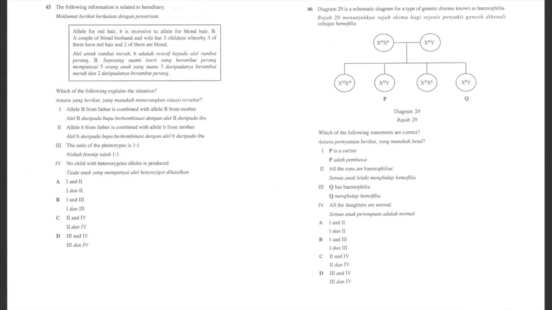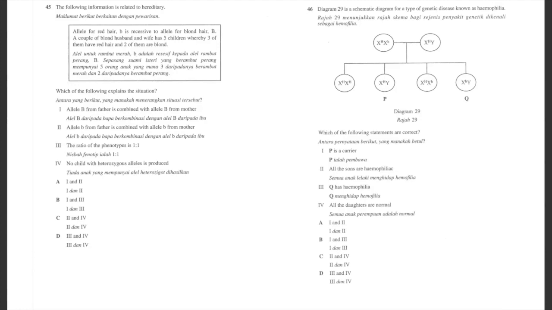Okay, 45. Okay, ni awak tengok ni. Allele for red hair, b is recessive. Allele for blonde hair is B. Okay, so kalau B besar dominant. Betul lah. Kalau blonde ni dominant, kalau red recessive. Lepas tu couple of blonde husband and wife has 5 children. 3 daripada dia red dan 2 daripada dia blonde. Okay, which explain. Okay, 45 jawapan dia adalah A.